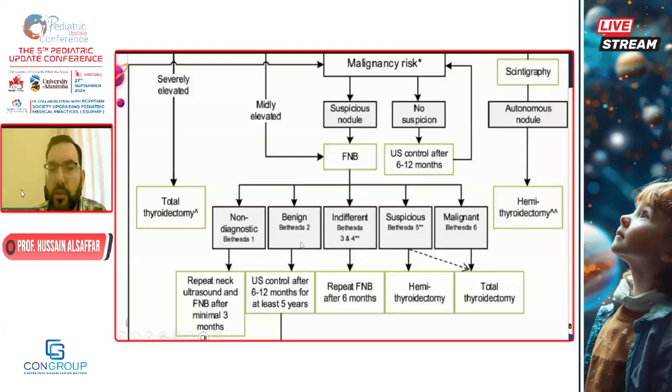If Bethesda is 2, it needs ultrasound surveillance every 6 to 12 months for at least 5 years, and then you go back into assessment of malignancy risk and moving forward. If it's stage 3 or 4 on the histopathology, it needs a repeat biopsy after 6 months. If it's 5 or 6, there's a discussion here whether you need to take part of the thyroid or the whole thyroid.